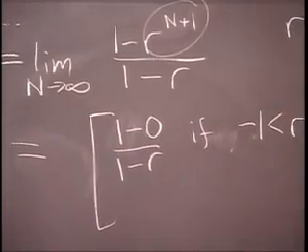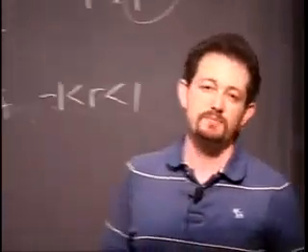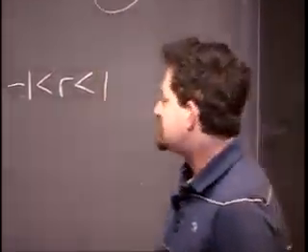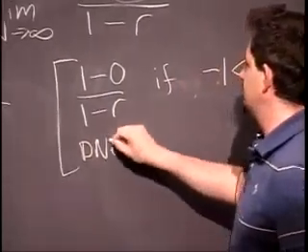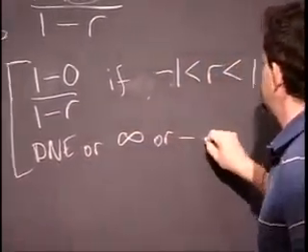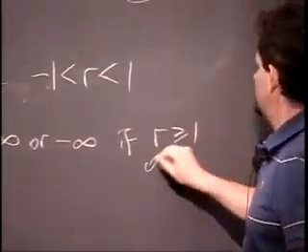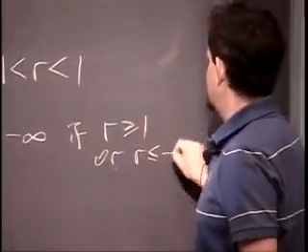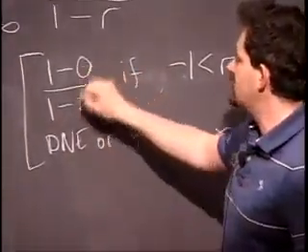if r happens to be between minus 1 and 1. Now, if r equals 1, the geometric series is 1 plus 1 plus 1 plus 1 plus 1, which is clearly infinite. So I'll just say does not exist, or infinity, or possibly minus infinity, if r is greater than or equal to 1, or r is less than or equal to minus 1. So you actually come up with this formula 1 over 1 minus r.